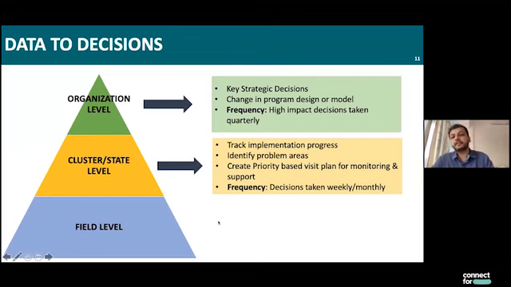And decisions here are taken basically on a weekly and monthly basis. The entire cluster or state team would sit together, look at the data they've collected during the week or during the month, and plan for the next week or next month accordingly.